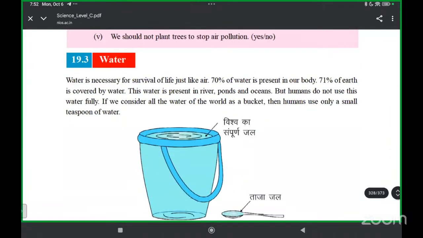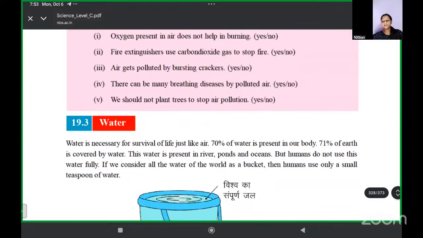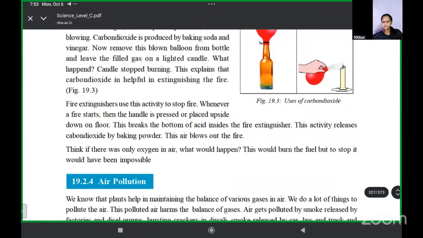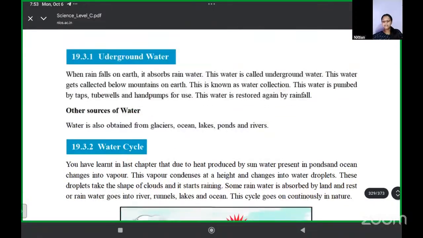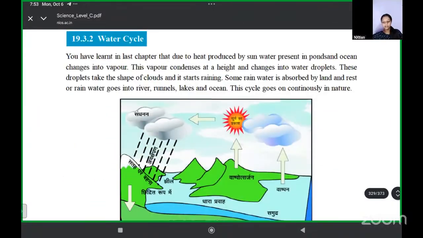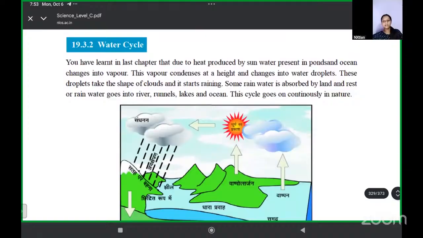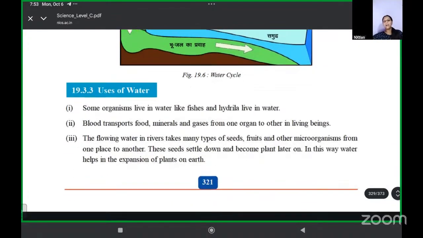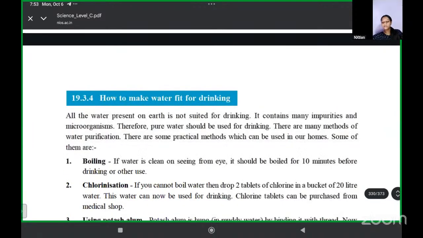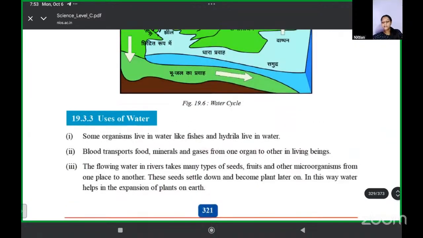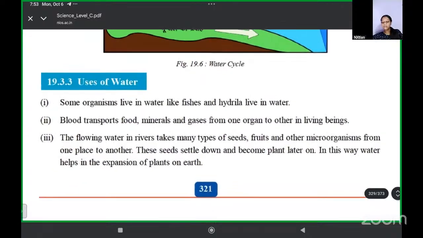Okay, so in the previous classes, we just started with natural resources. We did the resource of air. We talked about air pollution and we started with the resource of water. We did water, underground water, sources of water, water cycle. What are the uses of water? Okay. We will start from here. What are the uses of water?